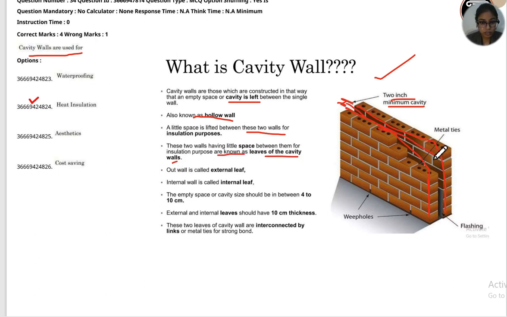This gap in between the two walls, these are the leaves of the cavity wall, in which the outer wall, the wall on the outer side of the building, is called the external wall or external leaf, and the internal wall is called the internal leaf. The gap between the cavity walls lies between 4 to 10 centimeters. So the purpose of the cavity wall is heat insulation. It is not for waterproofing or aesthetics or cost saving. It is basically to create insulation.